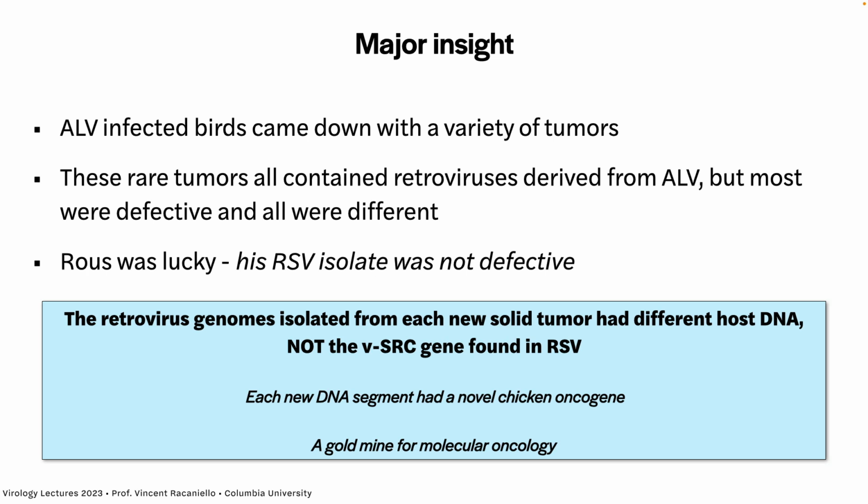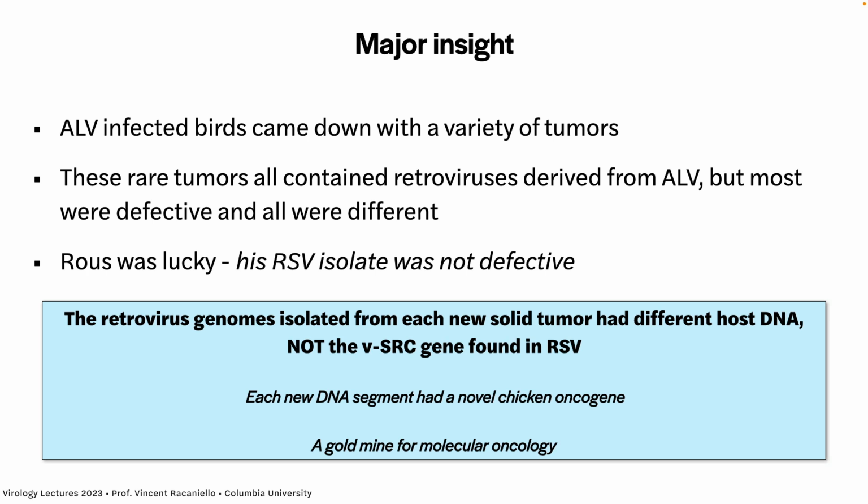They're picking up the same gene, putting it in a different place in the genome, and they're all slightly different. And as I said, Rous, his isolate was not defective. I'll show you a picture of this in a moment so that it'll clarify what I'm talking about. So each of these viruses that were studied, in fact, had different host DNA in them. I just misspoke. Not the same host DNA, not v-Src. They had a different piece of DNA from the chicken, and each of those genes was called an oncogene.